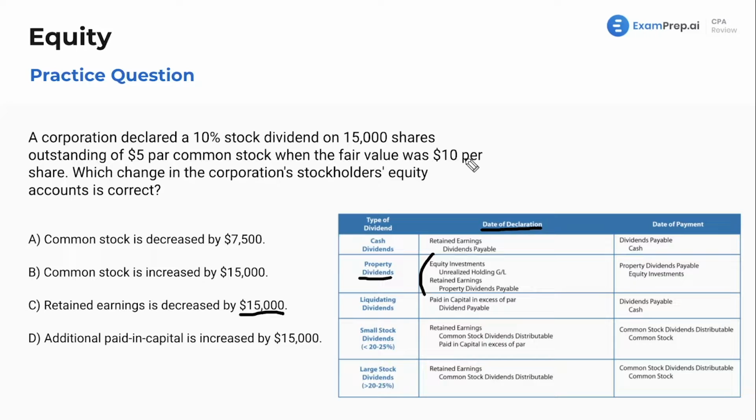So that's why we're going to account for it using fair value. And yeah, the 10% is essentially saying here is 10% of a share. So if you have one share of Apple, you'd get 10% of one share of Apple. Final answer, letter C, retained earnings.